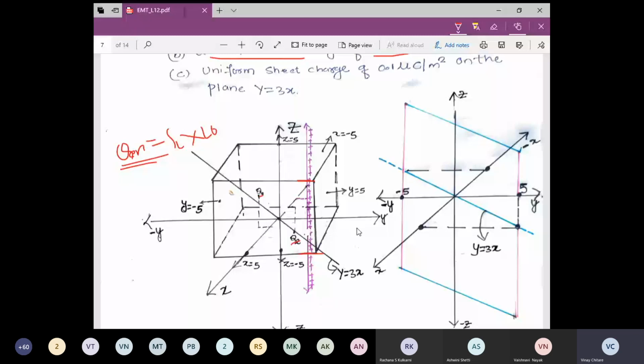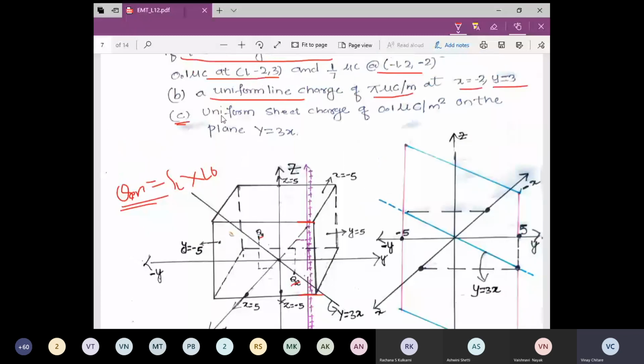Now there is a uniform sheet charge of density 0.1 microcoulomb per meter square, and they have said it is on the plane y equal to 3x. They have not given direct information, but they have given the equation of the line on the plane.